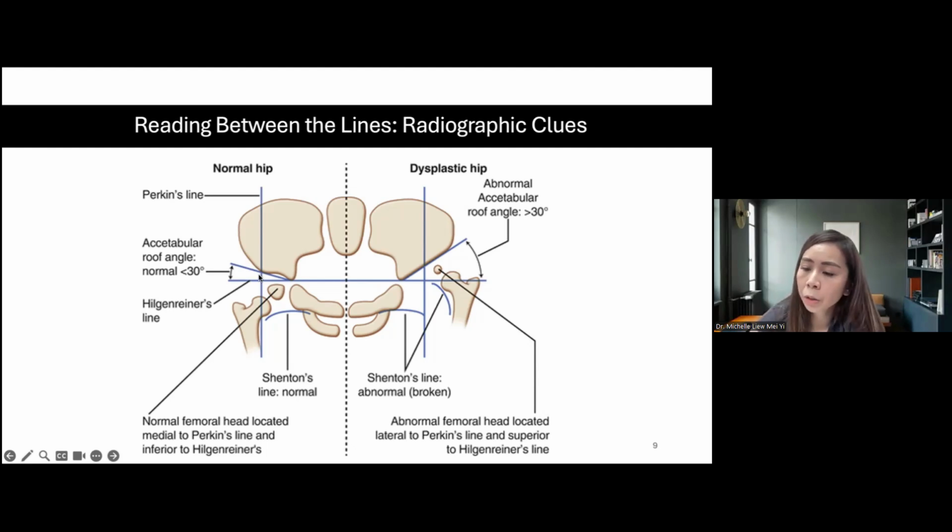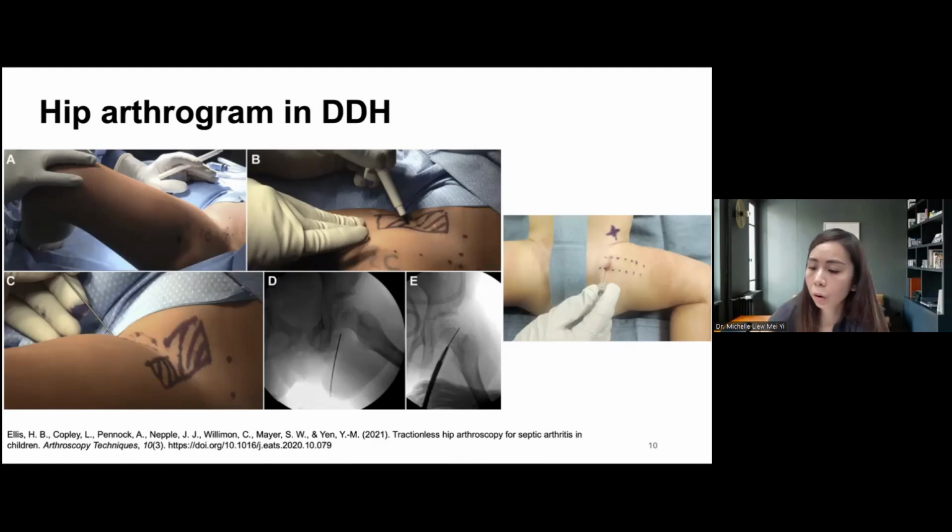How do you assess then if the DDH is very subtle on the plain radiograph? So this is when hip arthrogram is utilized. It is commonly indicated when the femoral head is too small to be appreciated on the radiograph, or in a patient with an acetabulum that demonstrates a high acetabular index.